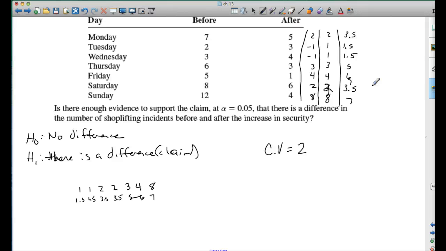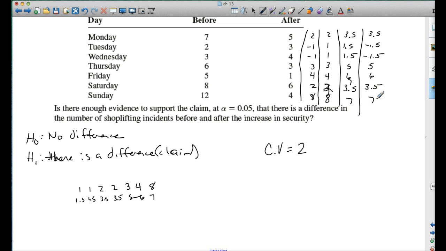And now we have to go back to see what our signs are here, and we're going to take these ranks and change them according to signs. So this is positive 3.5, negative 1.5, negative 1.5, positive 5, positive 6, positive 3.5, positive 7 on our ranks.